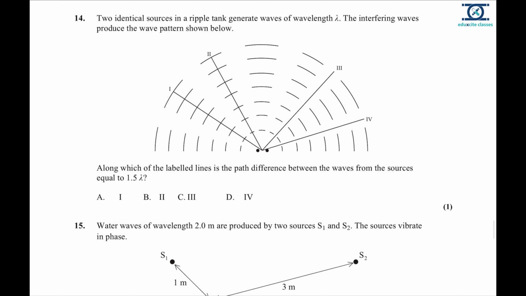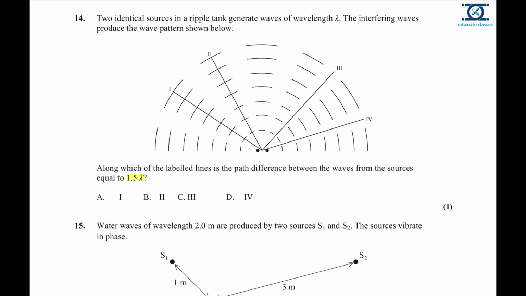now question number 14, how to solve these questions. Okay, there are two identical sources in a ripple tank generating waves of wavelength lambda. So wavelength lambda are formed by the water waves. The interfering waves produce the wave pattern which is shown below. Along which of the labeled lines, you can see these are the labeled lines, is the path difference between the waves from the sources equal to 1.5 lambda?